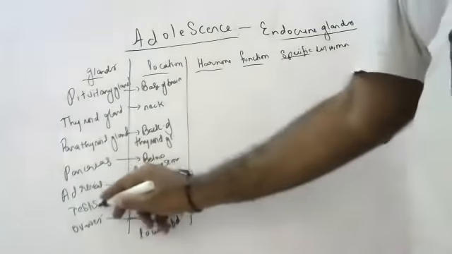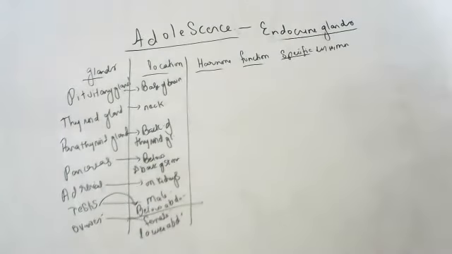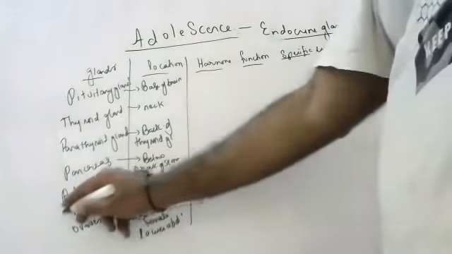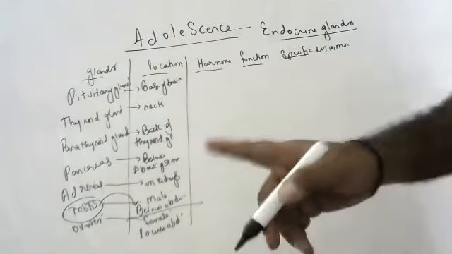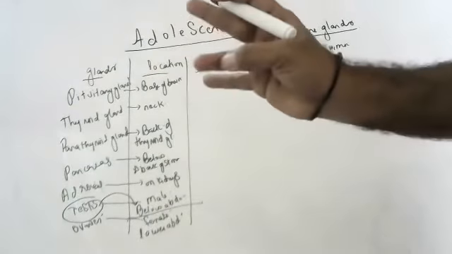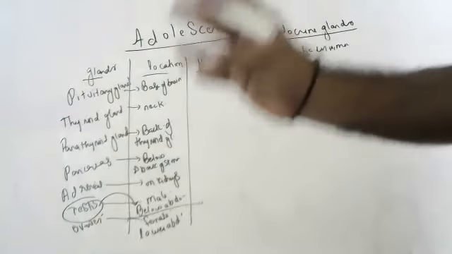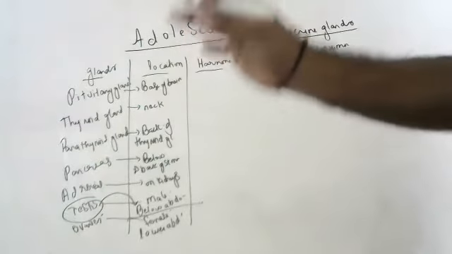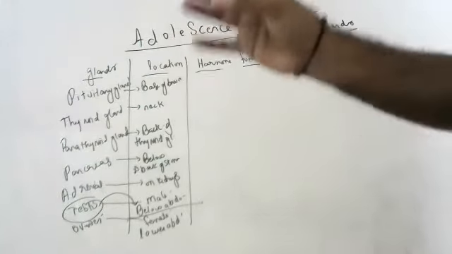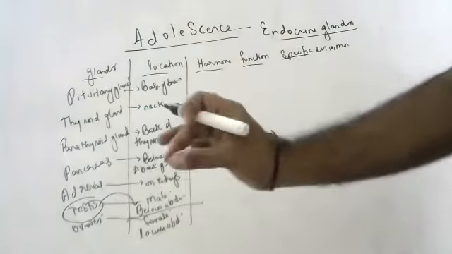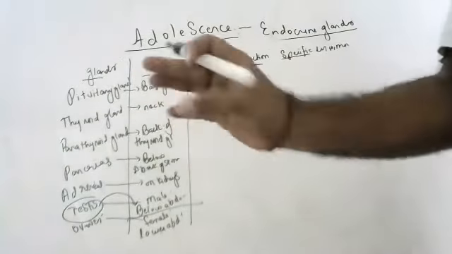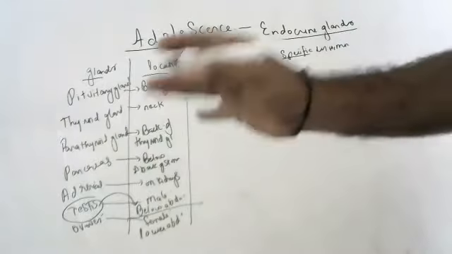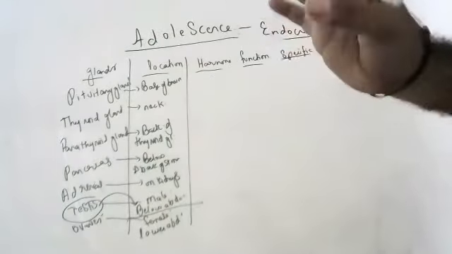Why are testes present below the abdomen? Anyone? Sir, because inside we have a bladder. No. Testes cannot withstand high human body temperature. They require low temperature. Thus, in males, testes are present outside and below the abdomen.